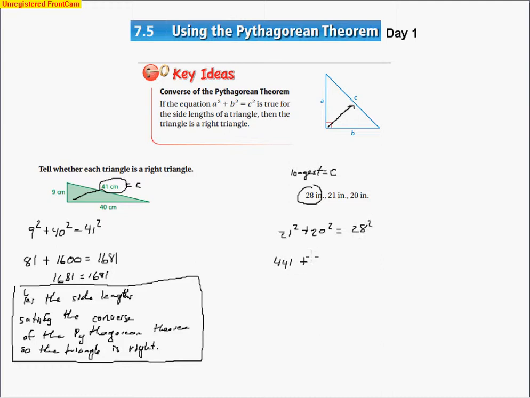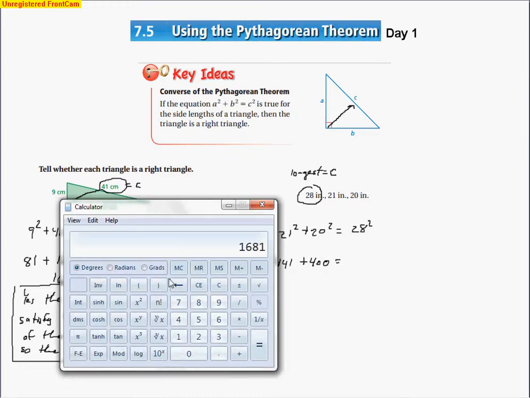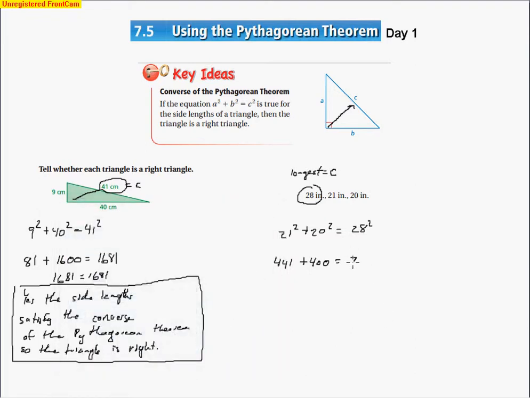20 squared is 400. 28 squared, let's check. So 28 squared is 784. So 784. So we'll add these two numbers together and we get 841. Well, 841 does not equal 784. So this means that the converse of the Pythagorean theorem shows that it's not right. And so that's what we have to state.